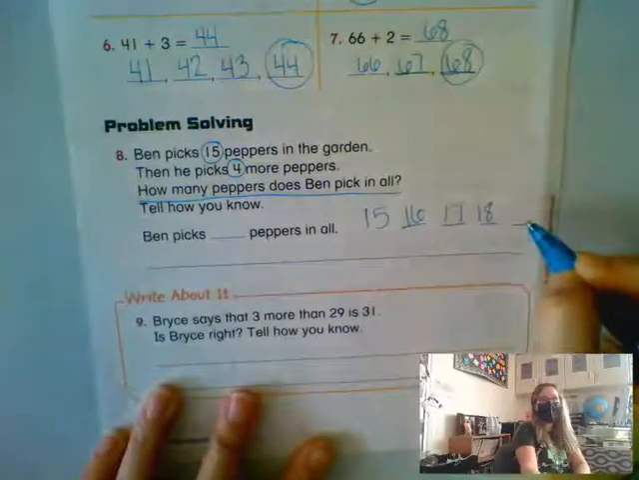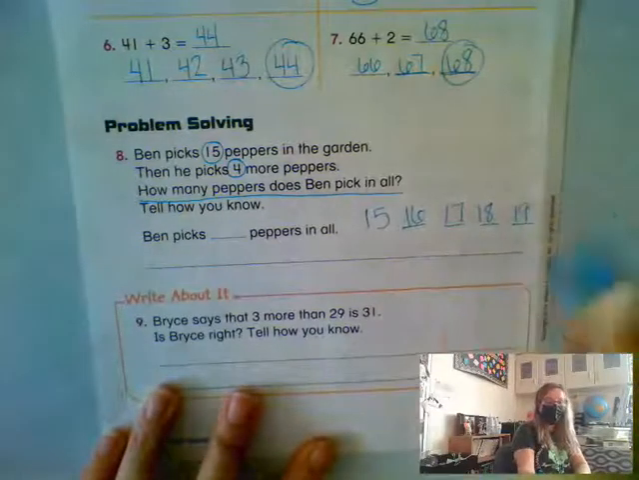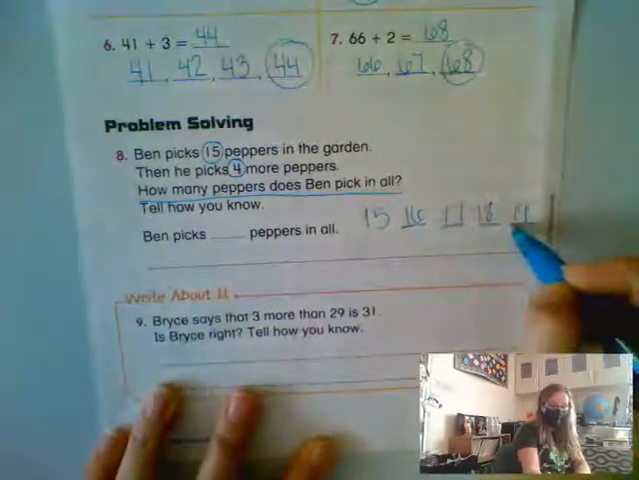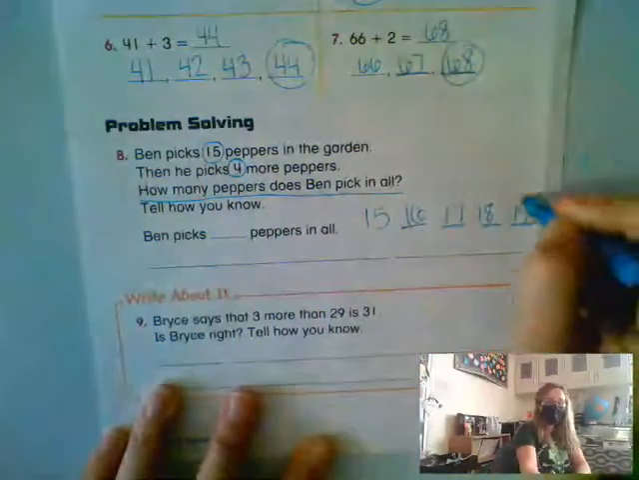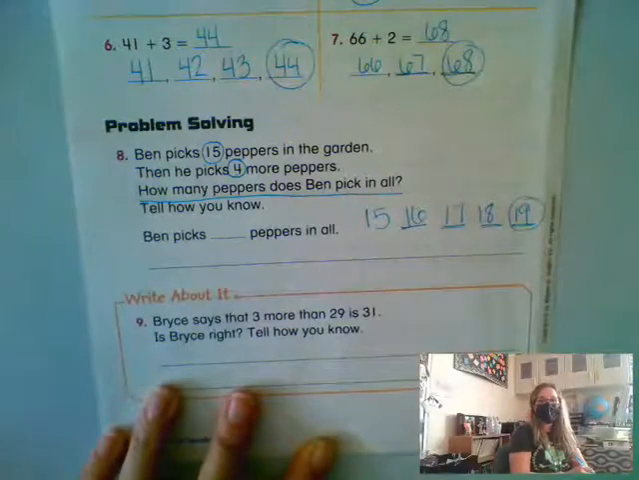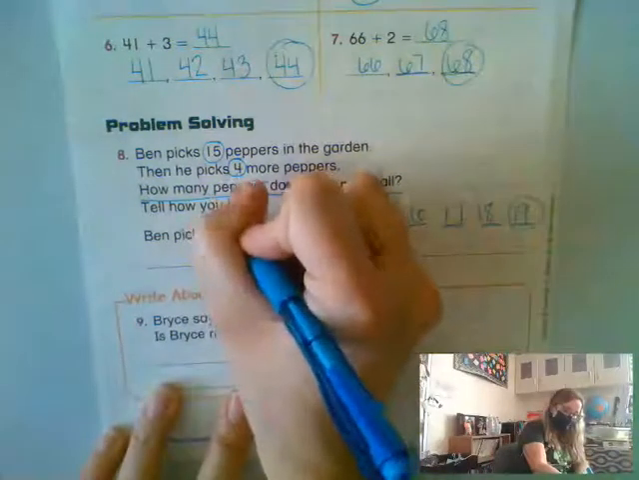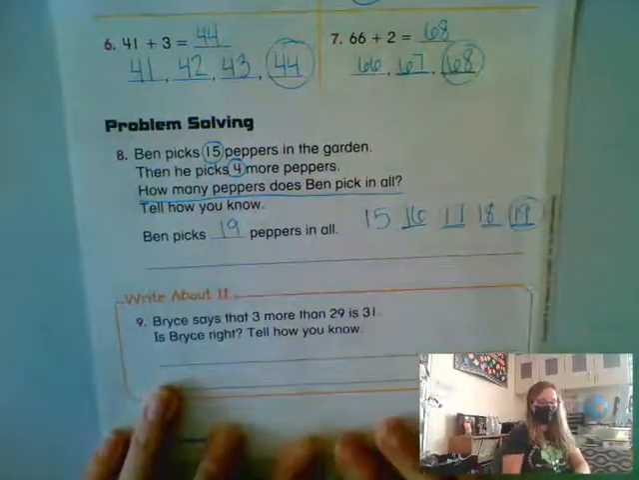18, and then 19. So we counted up 1, 2, 3, 4 more from 15. Camila, how many peppers did he pick in all? 19 peppers. Beautiful. All right.